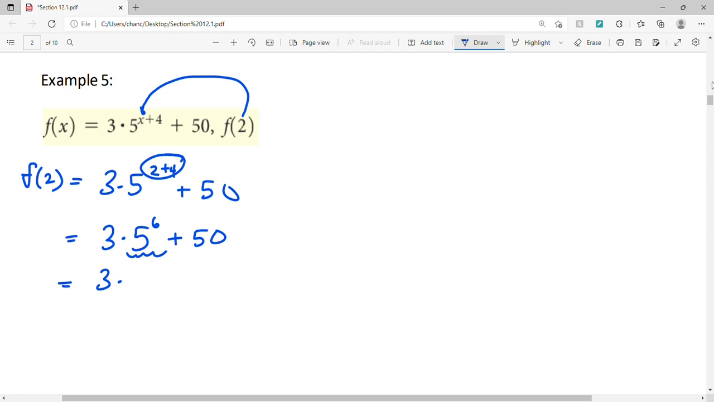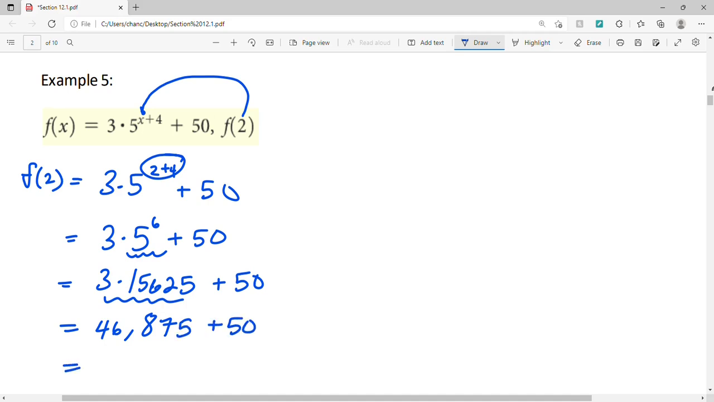5 raised to the 6th power is 15,625. We'll multiply next. That's the order of operations. After multiplying, we have 46,875 plus that 50. And we can simplify that now as 46,925. That's our final solution.